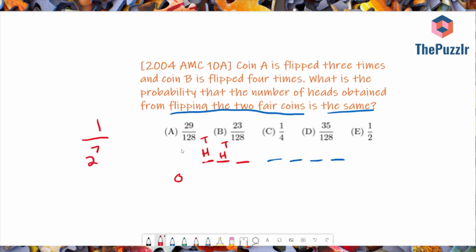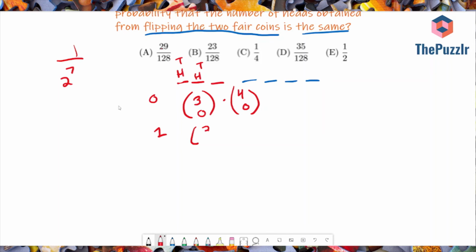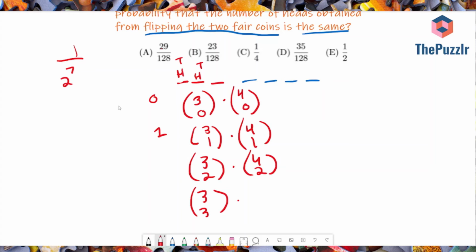So in how many ways can you have 0 heads? Well, 0 heads out of these first 3 coins, we're asked to pick 0 places where it's going to be heads. So we have to place 0 heads. And then in the second 4 coins, in coin B, you have to pick 0 places to have the heads. Then for 1, let's scroll down. It's going to be 3 choose 1, because you have to pick one place to have the heads, and then 4 choose 1, and so on. So it's going to be 3 choose 2 times 4 choose 2, and then 3 choose 3 times 4 choose 3.